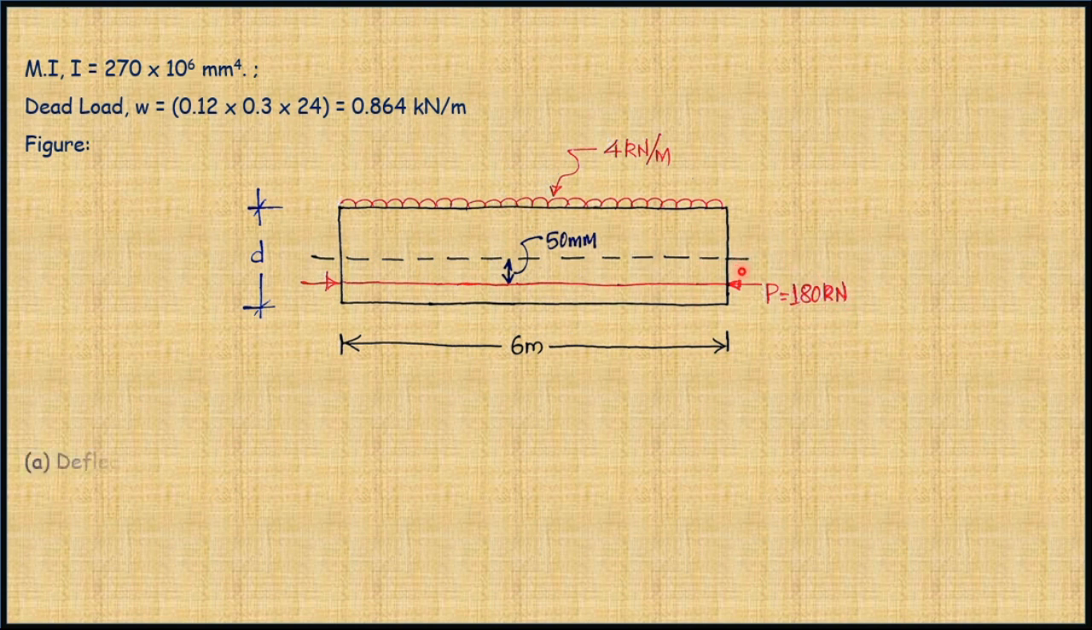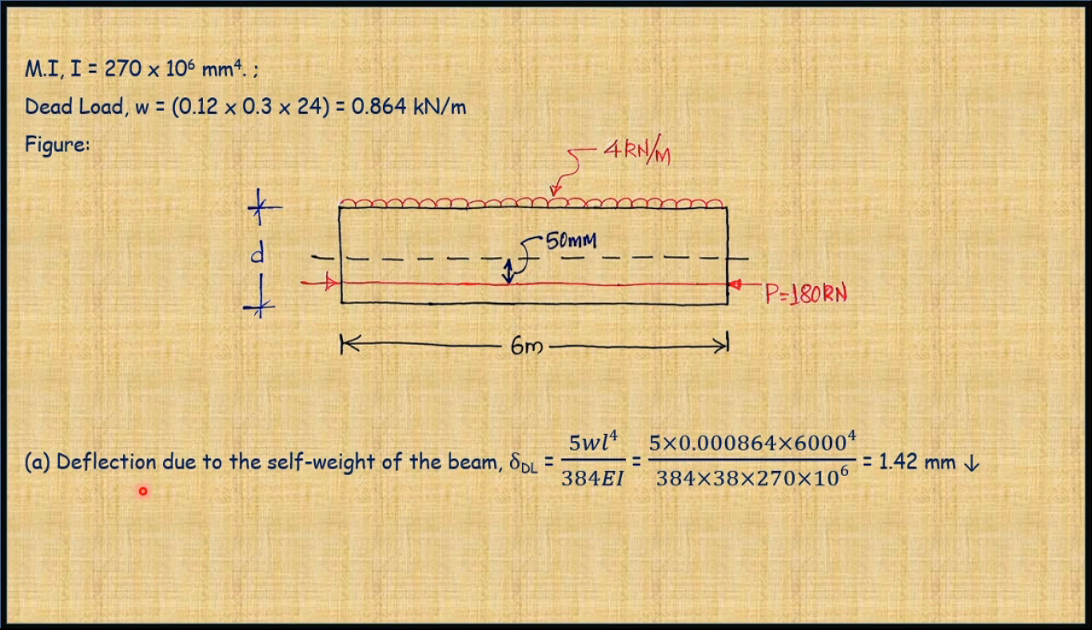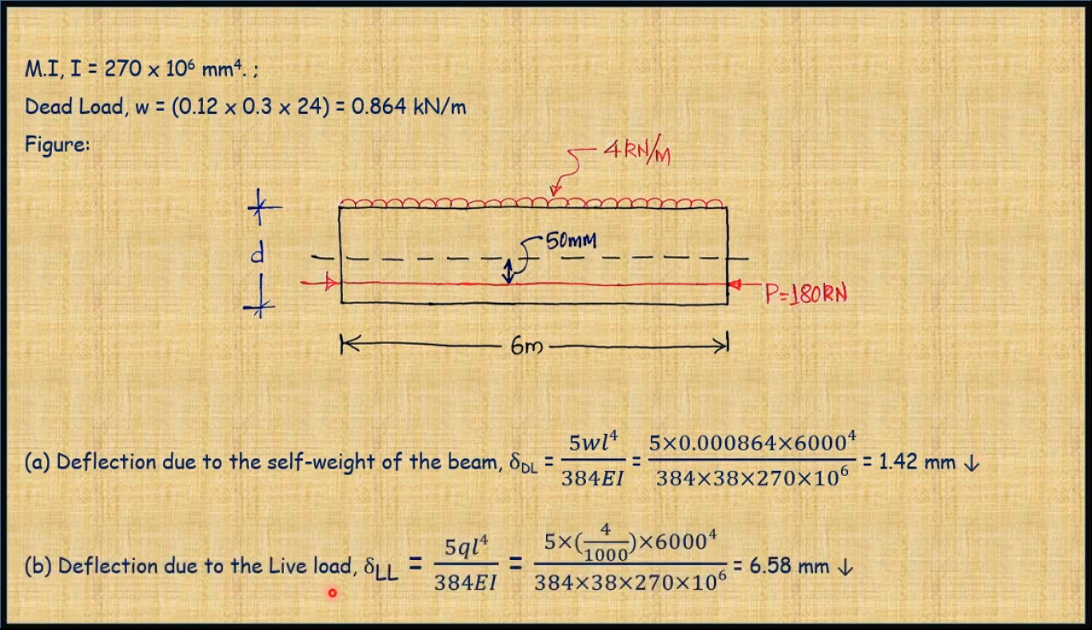So first one is deflection due to the self weight of the beam, delta DL is equal to 5 WL raised to 4 by 384 EI. Similarly, substituted all the values in this and calculated the downward deflection, 1.42 mm in the downward direction. Second one, deflection due to the live load, delta LL, we are calculating with the same pattern. So here the deflection acting in the downward direction is 6.58 mm.